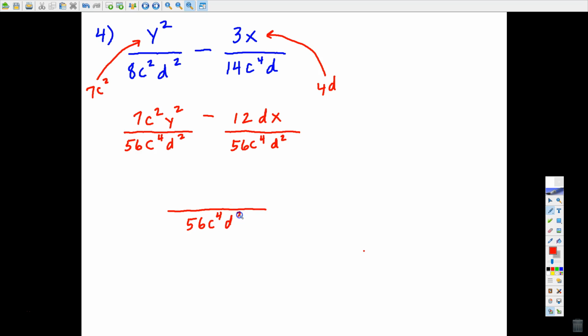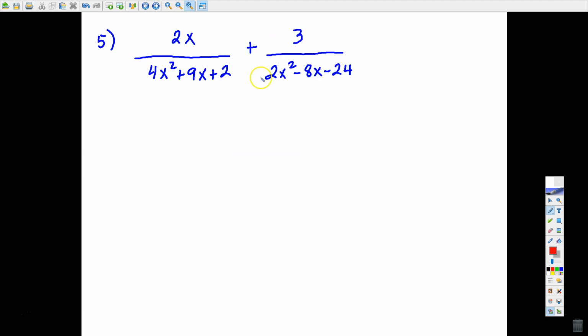And now I put this together as one single fraction over the LCD. 56c4 d2 is my denominator, and I can't combine these. These are not like terms. I just show them in the numerator being subtracted. And that is my answer for number 4.